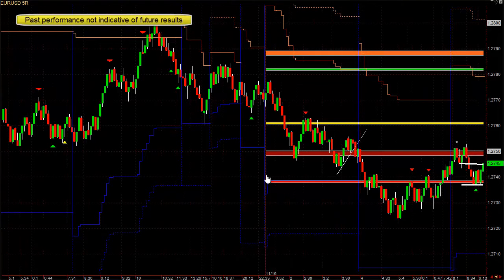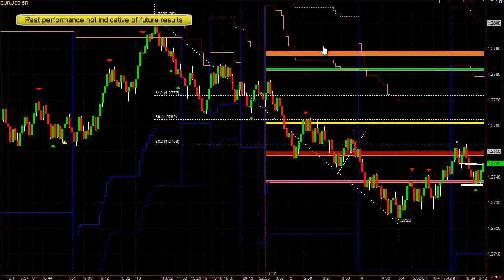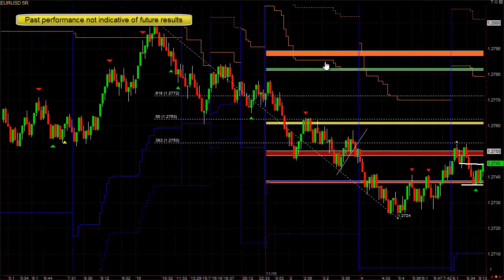Not only is that a 38% retracement, let's draw the fibs on this chart here as well. Not only is that 38% retracement, it's a half number, which tends to be resistance when price is coming up to it from underneath. And it also happens to be the previous week's value area low.